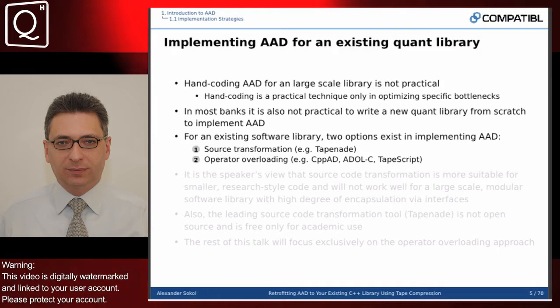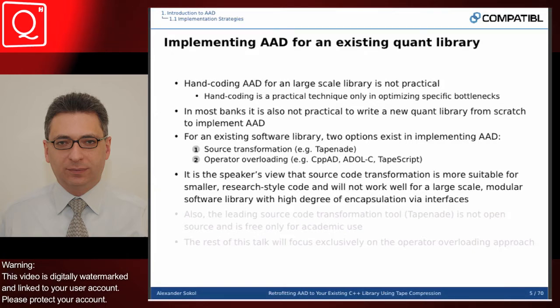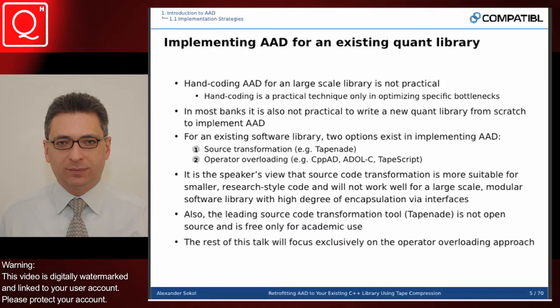The problem with source transformation, first of all, is that the most popular tool, which is Tapenade, is actually not free for commercial use. It's done by INRIA in France. Also, you have to send them your source code, and they will send you back your transformed source code. In general, if you're doing academic research, your code may be in a single function, even though depending on what you're doing, it may not be. But if you're doing a production library, your code is not in a single function.